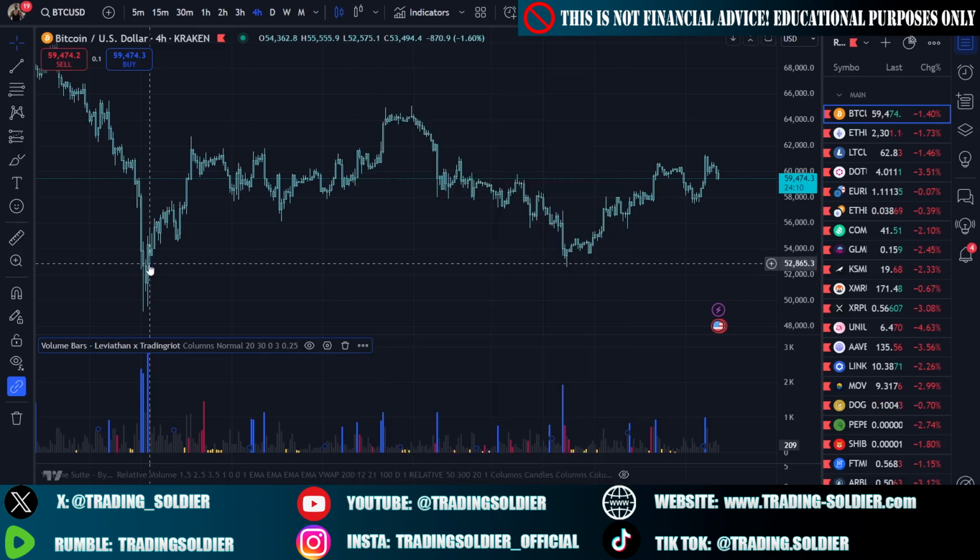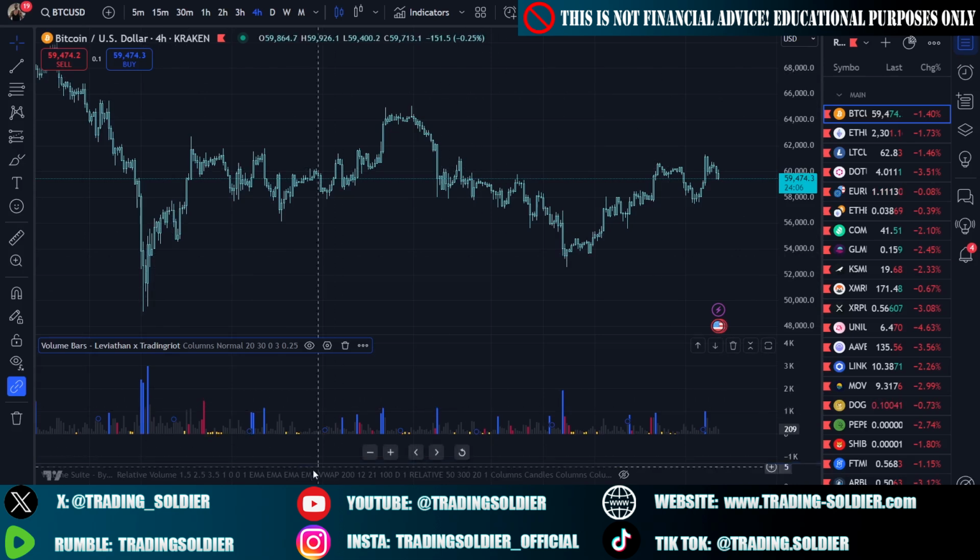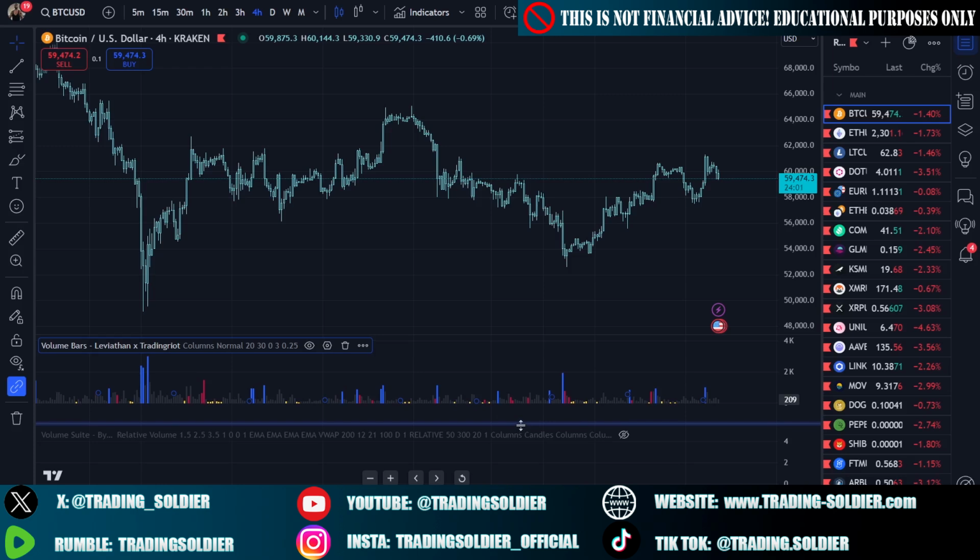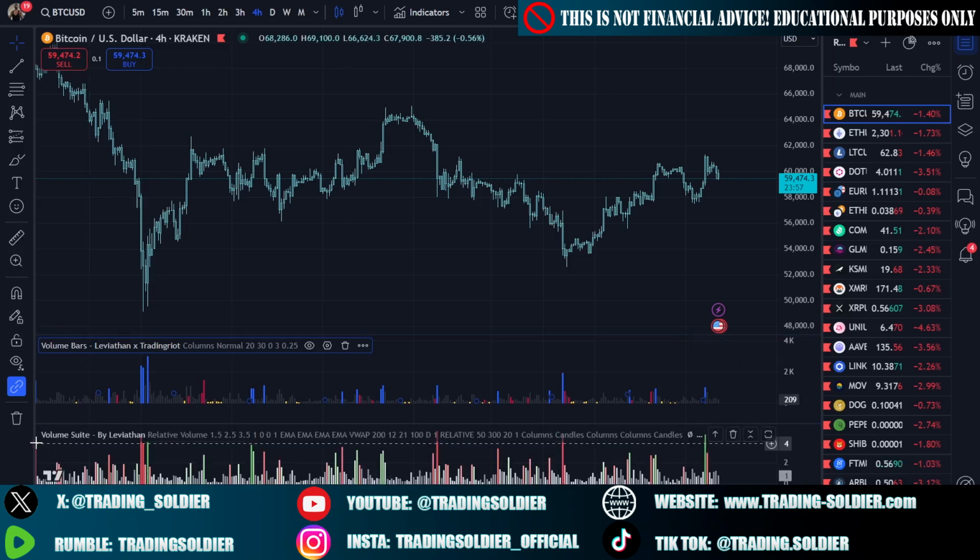So now that we have configured our indicator and loaded it into the chart, first of all I want to show you the similarities between this indicator, the Volume Bars of Leviathan Capital, and the Volume Suite relative volume. Okay, here we have the Volume Suite indicator by Leviathan, also the same developer, but here we have the relative volume, just the relative volume without the churn bars and the low volume bars.